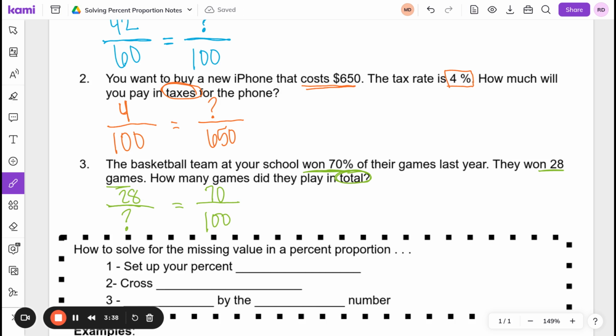When you set up, you want to look for the keywords. If they give you a percent, that one always has to be with the number 100. So that's the easiest one to place. And then your keywords have to tell you if you're looking for part or whole, and you have to set them up correctly before you can solve.